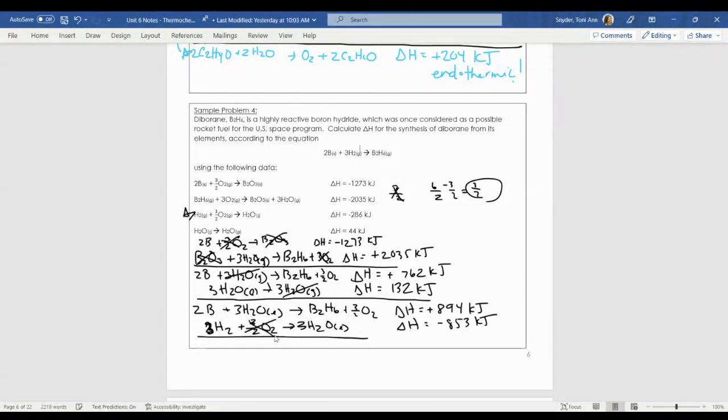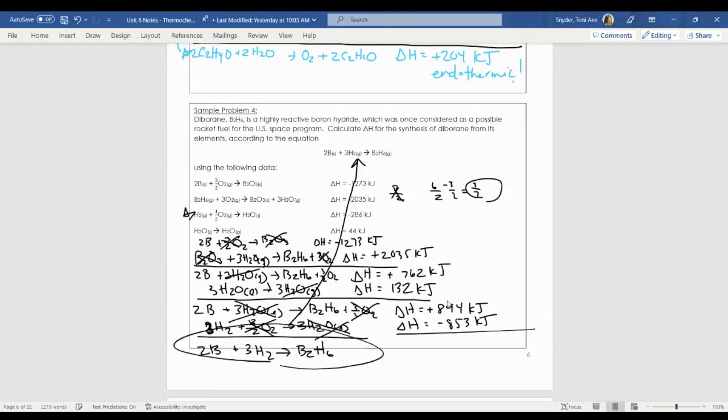3 over 2 oxygens on both sides, and I have 3 H2O liquids on both sides. Check it out: 2 borons plus 3 hydrogens yields B2H6. This equals my reaction up here. My delta H would be the sum of these two, 894 minus 853, which gives me 41 kilojoules. Nice little positive value here. This is an endothermic process.